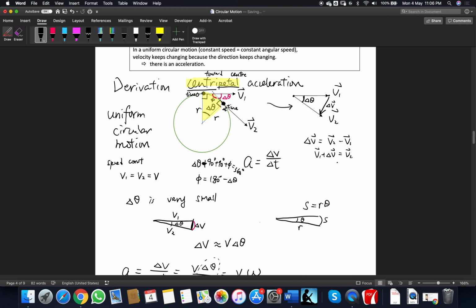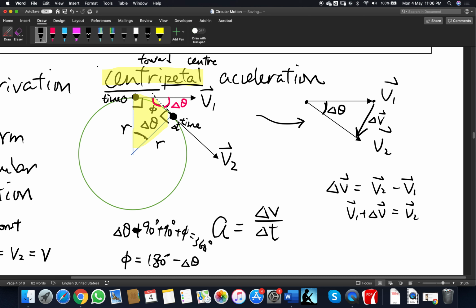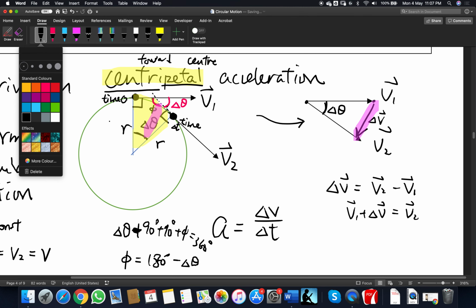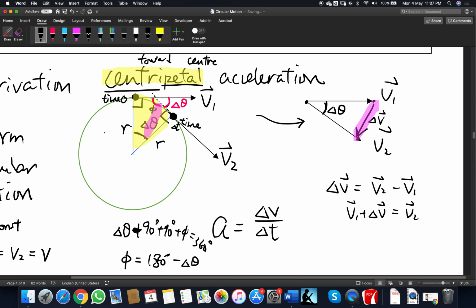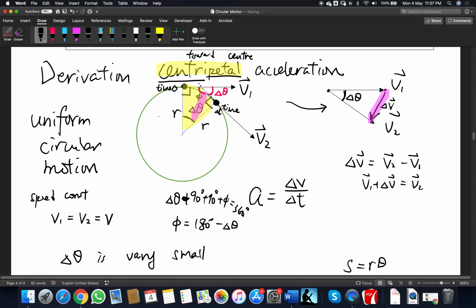And then, something is left, which is the direction of the acceleration. So why is it centripetal? If you look at the change in the velocity here, it's roughly towards the center of the circle. I can't prove it in another easier way for you unless you have learned calculus.